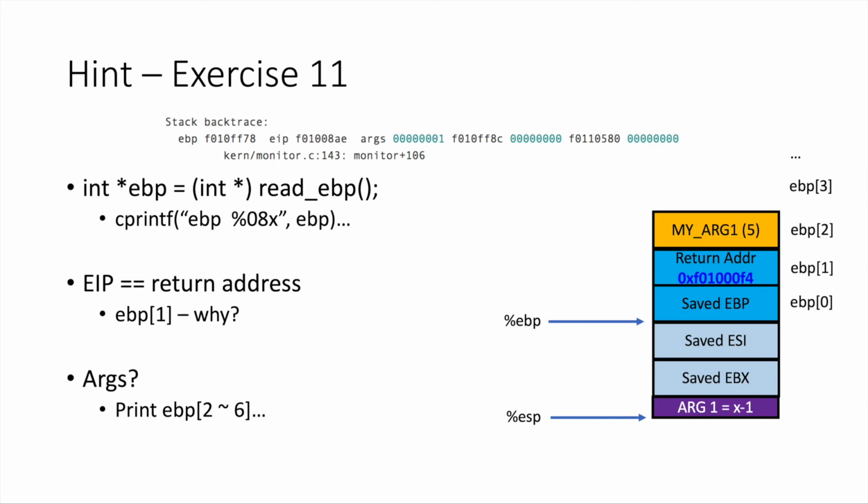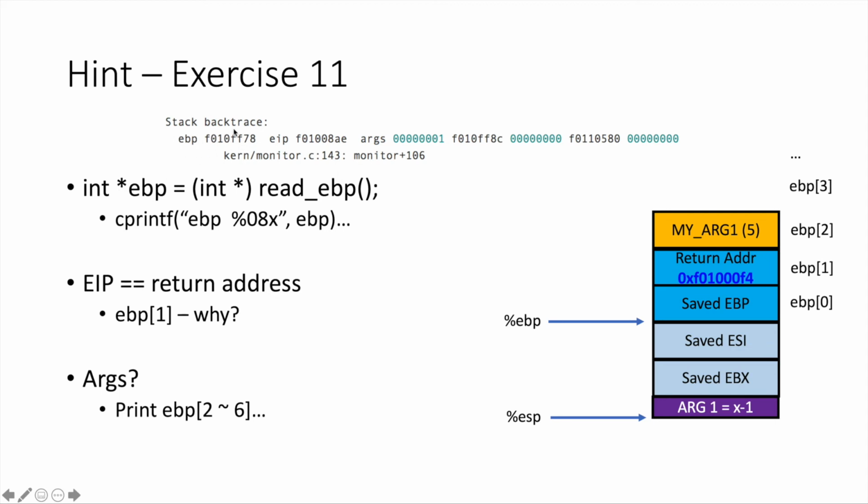And for a hint on exercise 11, you need to print out the whole backtrace, and to retrieve the value of the EBP, please use the function readEBP to get it. And when you retrieve the value of the EBP, please use the type integer pointer, because later we will use each of the data by accessing this EBP as an integer array with index 0, 1, 2, 3. And for printing EBP, just print this value, not the value in the EBP. That refers to the EBP of the previous function, not the current function.